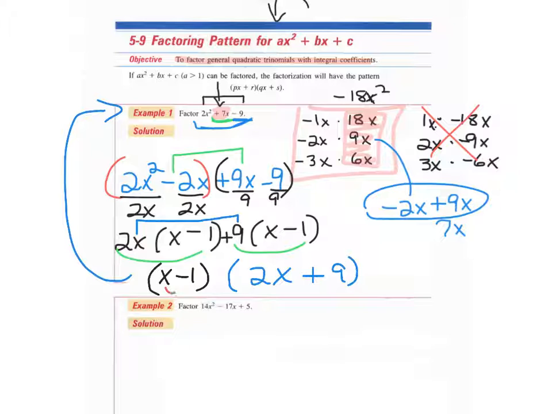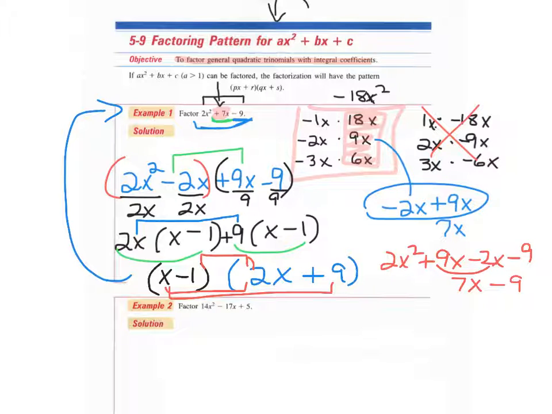So when I do first, I get 2x squared. Outside gives me 9x. Inside gives me negative 2x. And last will give me the negative 9. When I group the middle, I do get the 7x. So it does go back to my original trinomial. So my answer here is x minus 1 times 2x plus 9. The order that you write it doesn't matter.